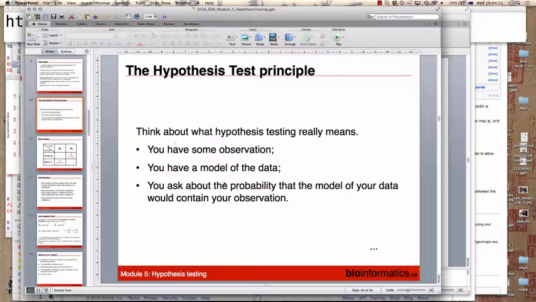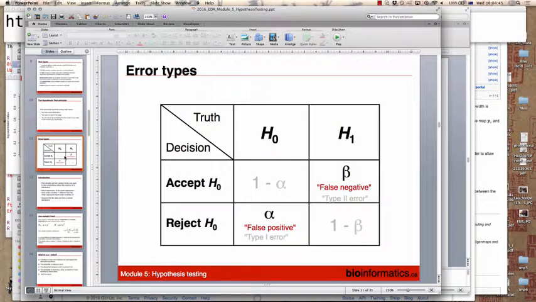experiments. So what hypothesis testing really means, regardless of what tests you apply, is that you have some observation, you have a model of your data, and you ask about the probability that the model of your data could contain your observation. So what's the probability that my model would contain the observation? So there are errors you can make in that. And these are often summarized like this.